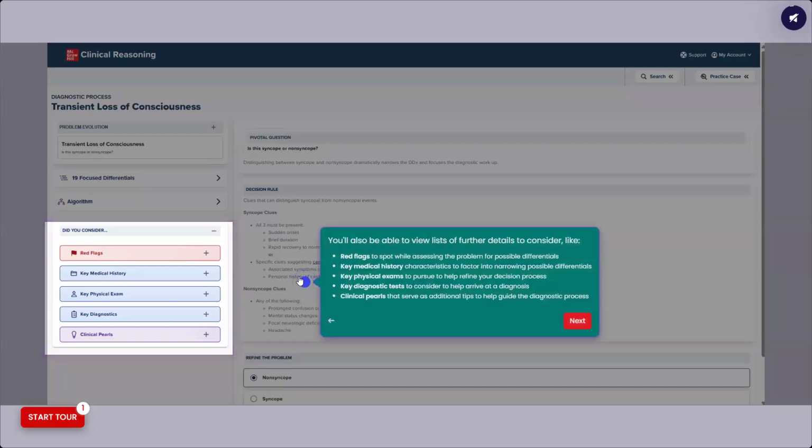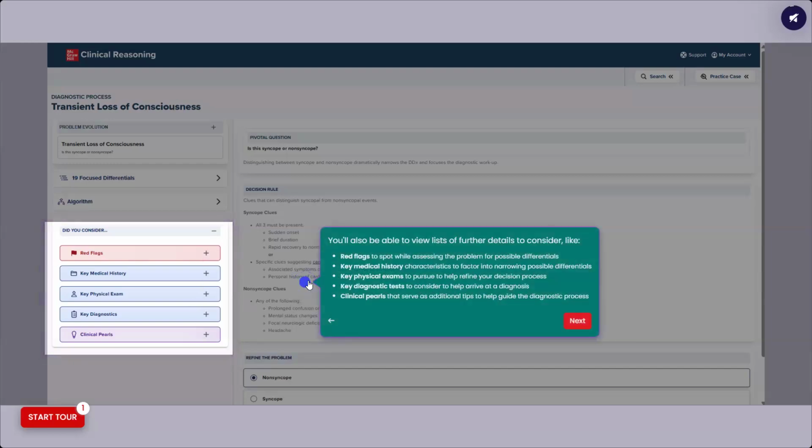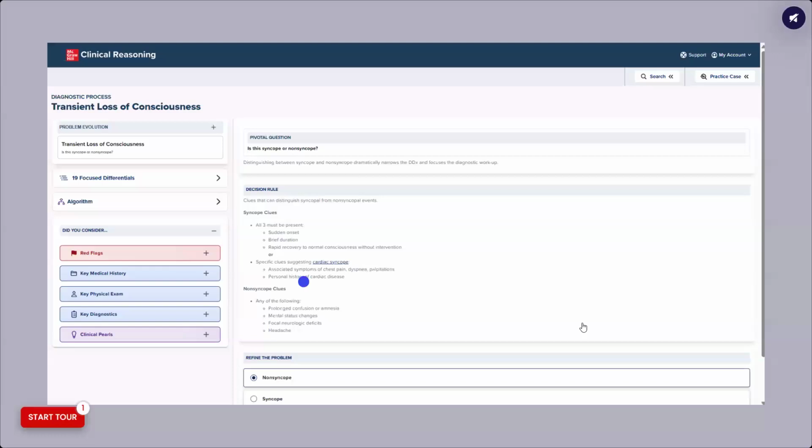And then we're looking at the key physical exam. So what is it that I want to focus on when I'm assessing and examining the patient? What are the key diagnostics? So what laboratory tests or diagnostic imaging tests would help me work through these 19 differentials that I have? And of course, the clinical pearls. So the clinical pearls are basically the tips or the takeaway messages that help guide the diagnostic process. So I can always click on these different tabs and have more information on each of them.